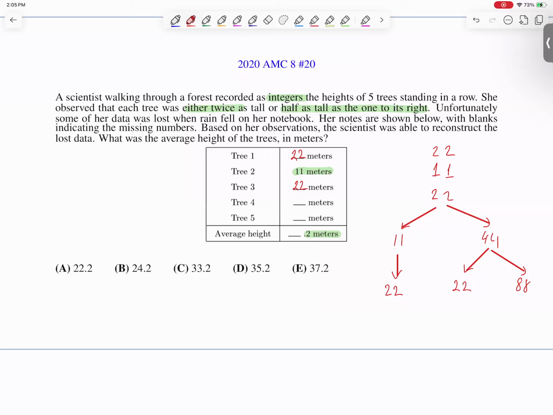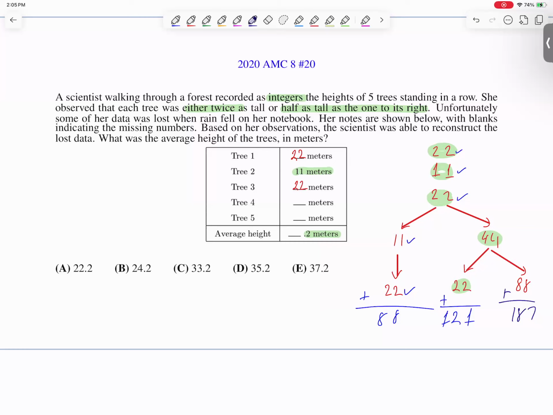We have to add the sum of the 5 trees. In the first case, the sum is 88 meters. In the second case, we are adding 22, 11, 22, 44, and 22, and the sum of the 5 trees is 121. In the last case, the sum of the 5 trees is 187.